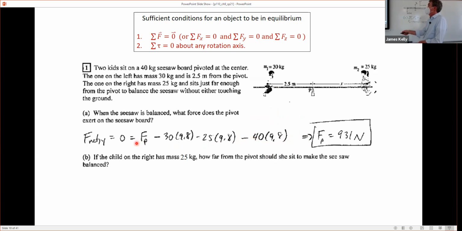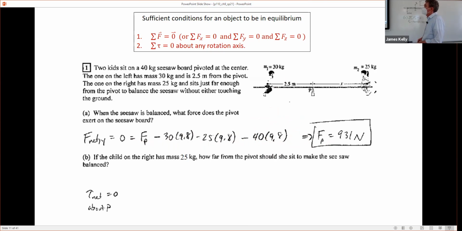But in any case, the sum of those 4 forces in this case has to add to 0. That allows me to immediately solve for the pivot force. So it's pushing up with a 931 Newton force. If the child on the right has a mass of 25 kilograms, which is suggested in several places, how far from the pivot should she sit to make the seesaw balanced?